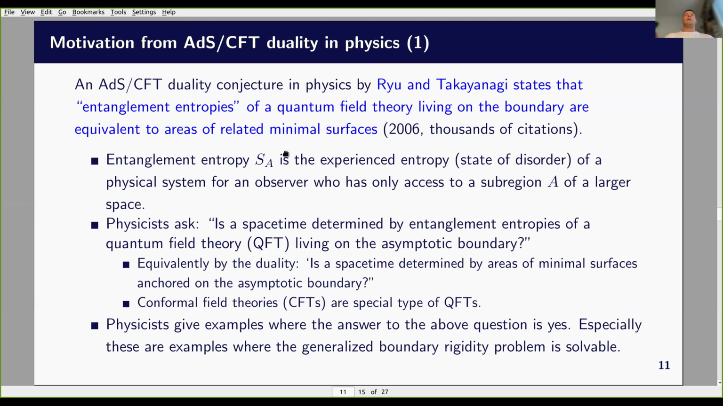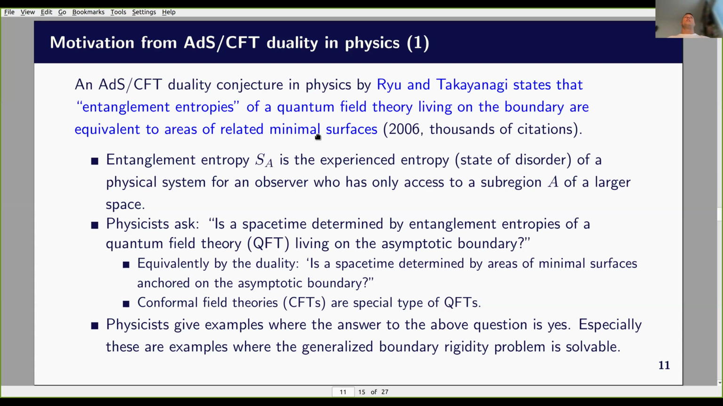The generalized boundary rigidity itself is actually motivated by physics. There might be some other motivations as well, but one of the main ones is the AdS/CFT duality in physics, which I will now try to explain. I think there might be some physicists in the audience, so please don't laugh at me.